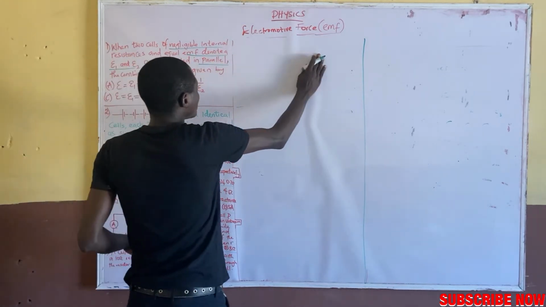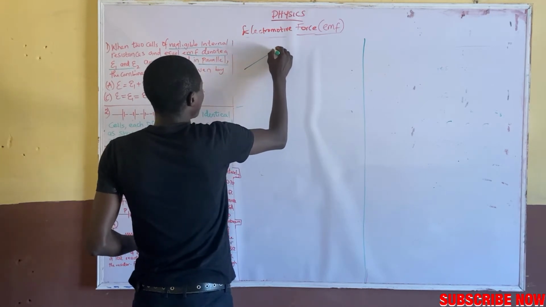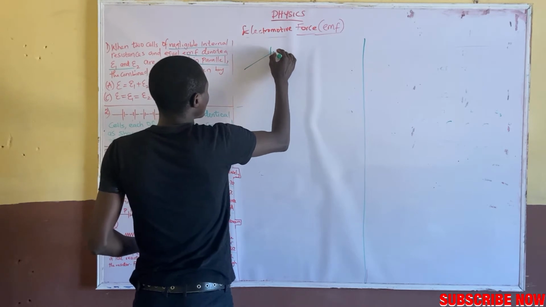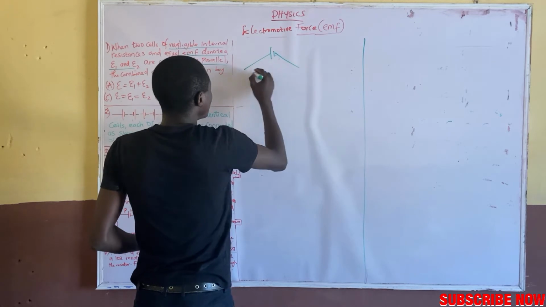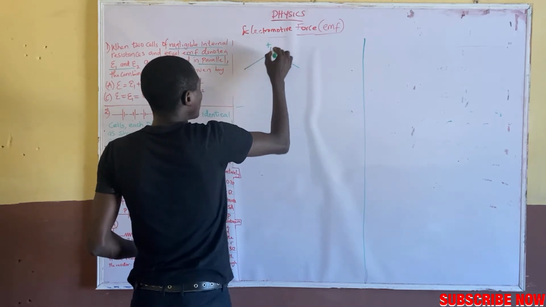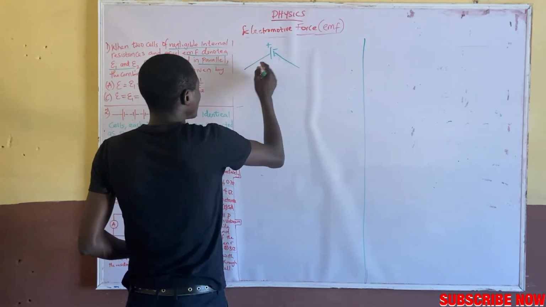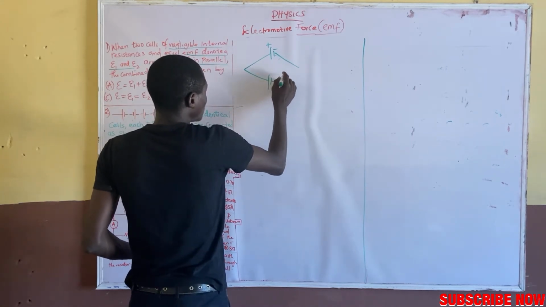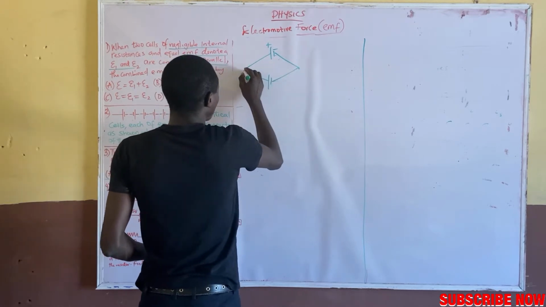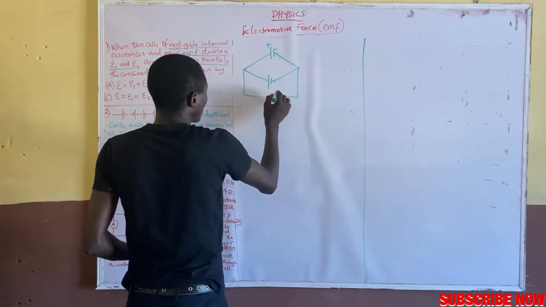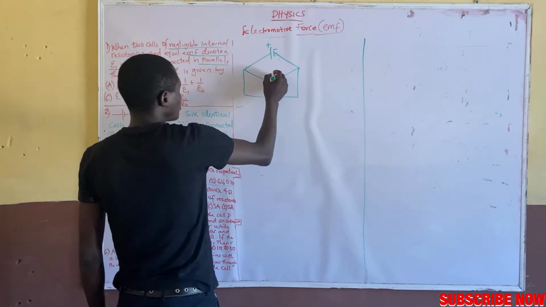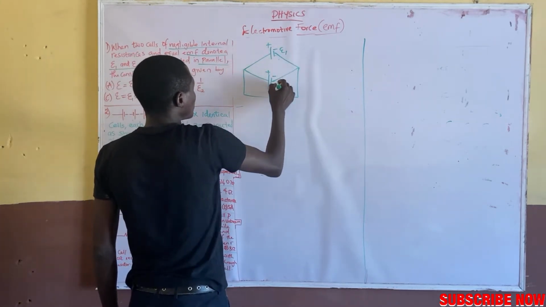Now, the EMF is connected in parallel, EMF 1 and EMF 2 are connected in parallel, and they have negligible internal resistance. That is, the internal resistance is very, very small, that it is ignored. So this is the sketch. Let me just say, assuming we have a circuit like this, and the EMF is connected in parallel. It's just a sketch, and this is EMF 1, EMF 2.